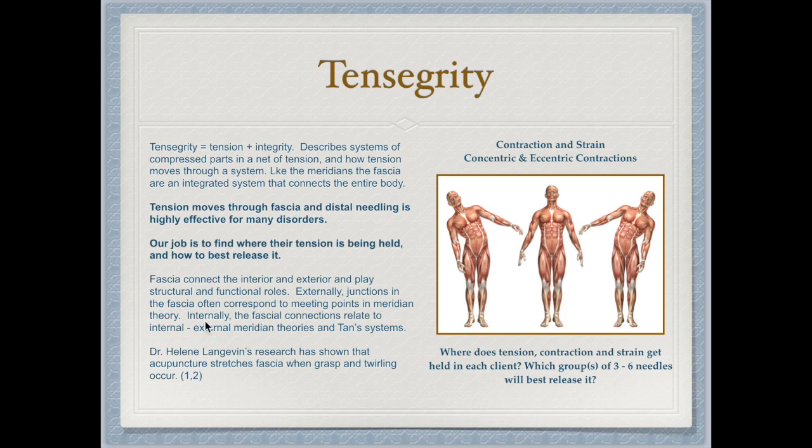And then the last sentence reads, internally the fascial connections relate to the internal external meridian theories and Ton's systems. So even Dr. Ton's 6 systems can be understood in terms of the visceral fascia and these connections that exist. The last point here reads, Dr. Helene Langevin's research has shown that acupuncture stretches fascia when grasp and twirling occur.